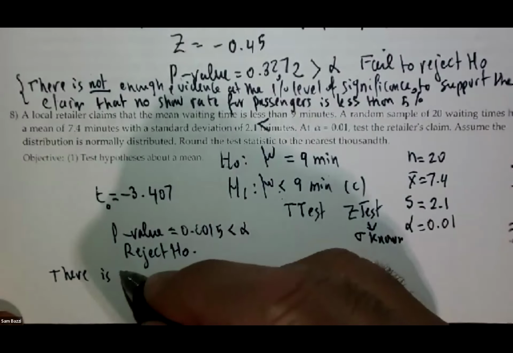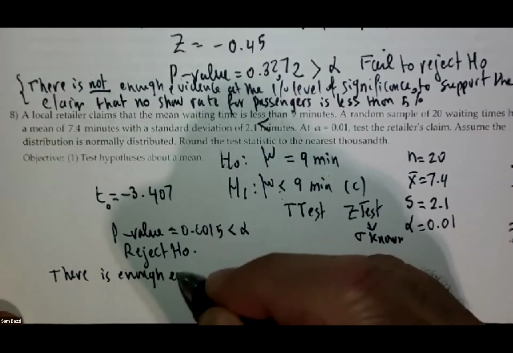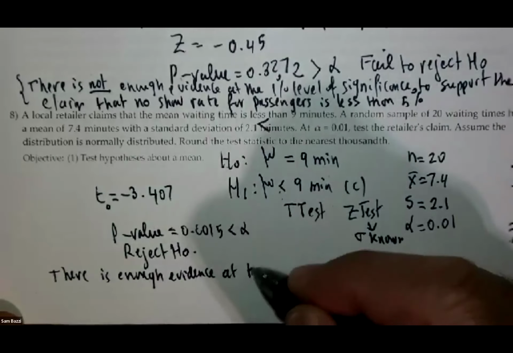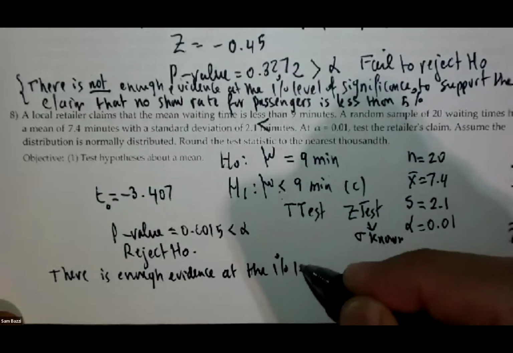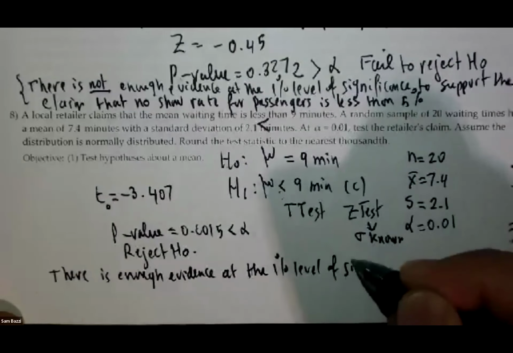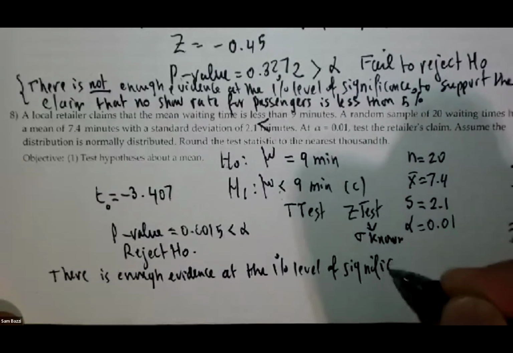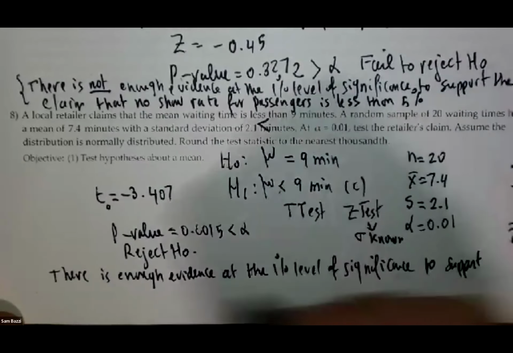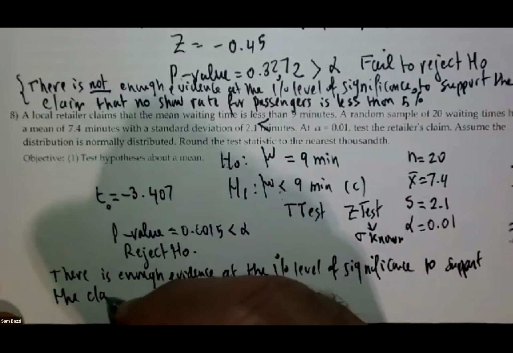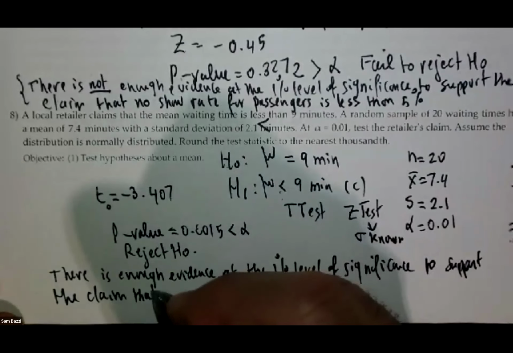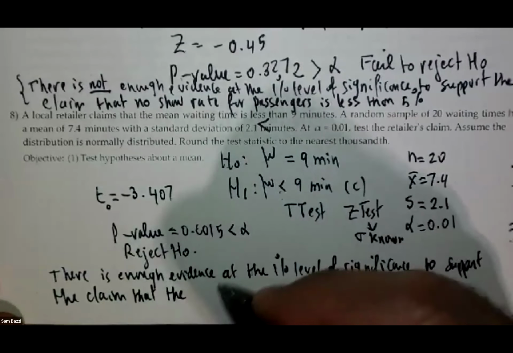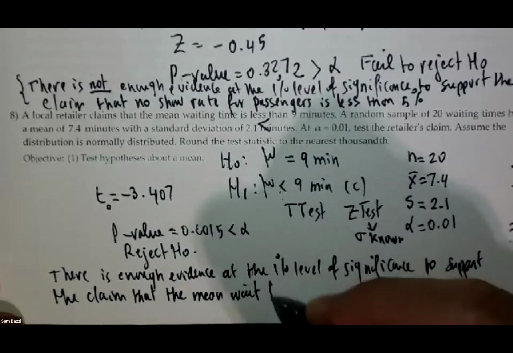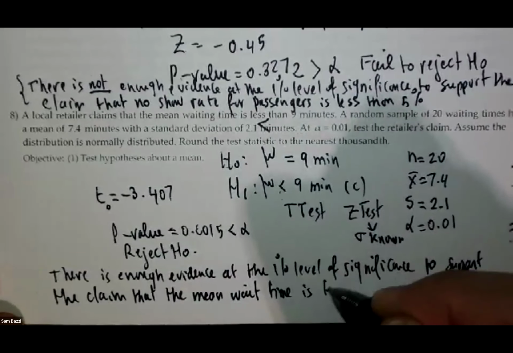There is enough evidence at the 1% level of significance to support the claim that the mean wait time is less than 9 months. I'm done.